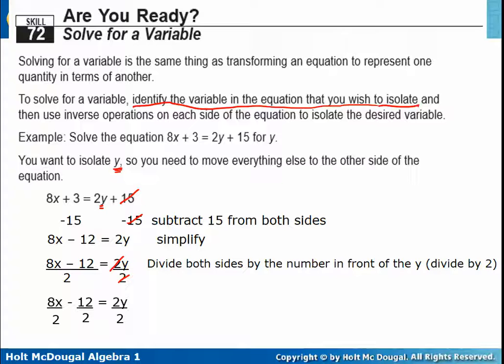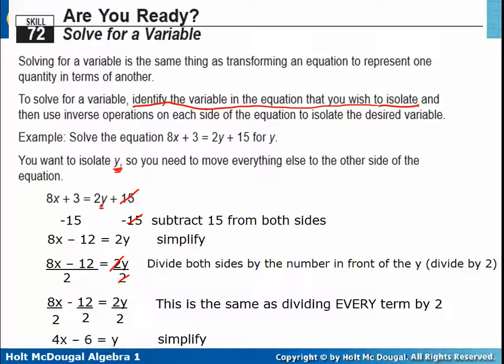That might help keep you from making a common mistake, which is that people forget to divide everything by 2. So it's really dividing every single term by 2. So 8x divided by 2 is 4x, and minus 12 divided by 2, that'll be a minus 6, and then of course 2y divided by 2 will just be y. So we get 4x minus 6 equals y. And then we're done because now we have y by itself. That's what our goal was. So we're done with this problem.